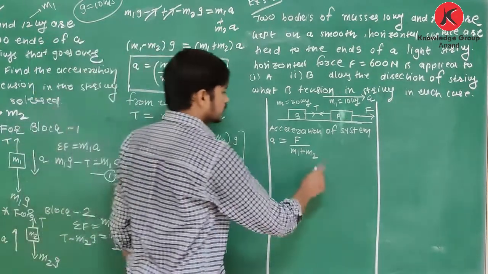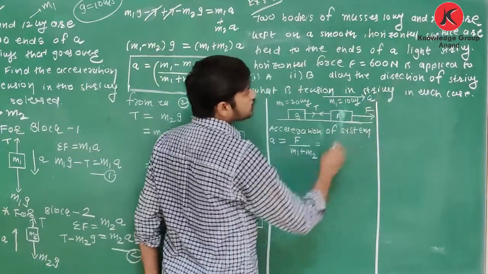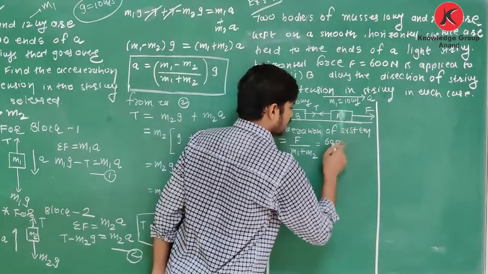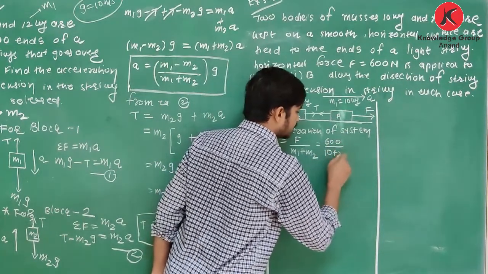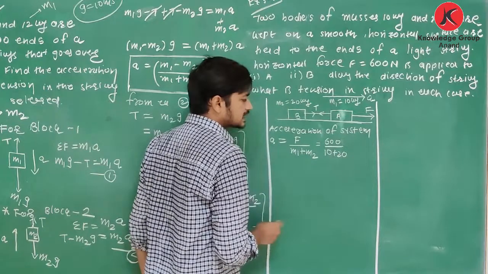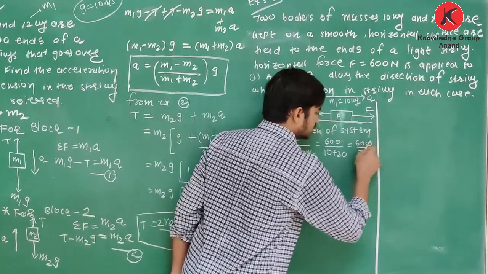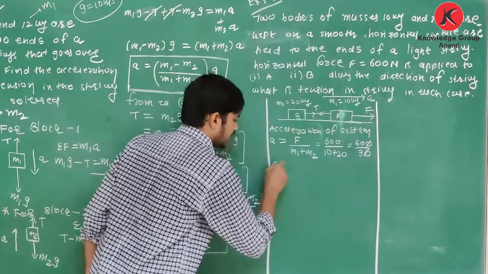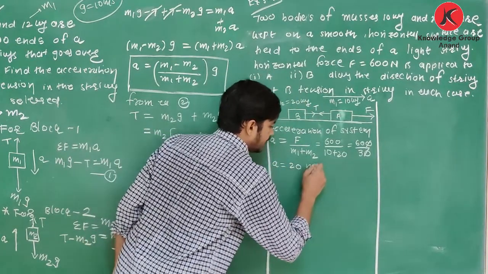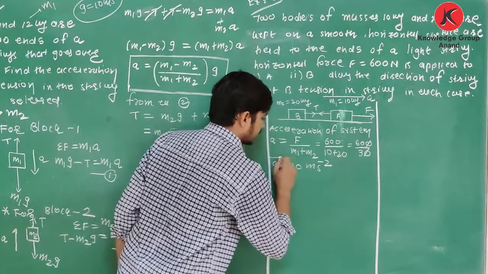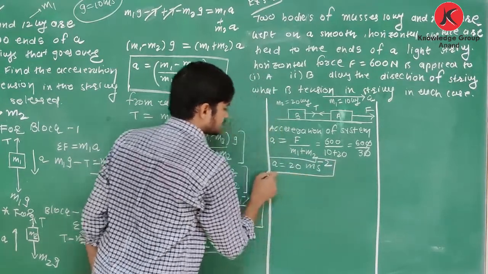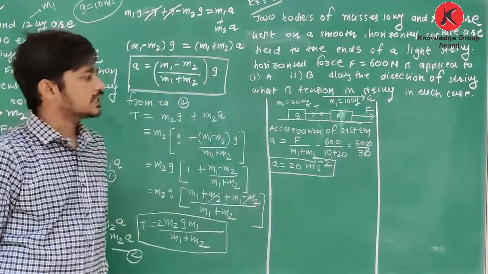Clear about this? So, what is force? Force is 600. M1 plus M2 is 10 plus 20, so it is 600 divided by 30, which is 20. Acceleration is 20 meter per second square. Clear about this? Acceleration is 20 meter per second square.